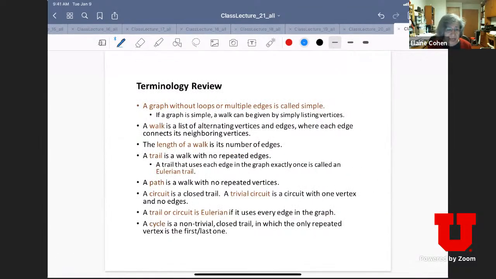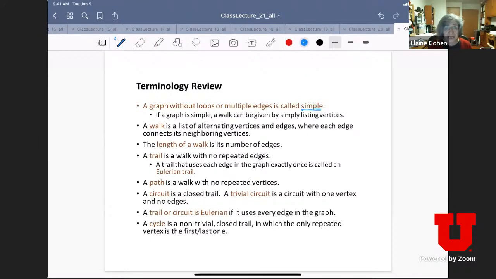Let's remind ourselves we had tons of terminology earlier in the week. And so we know what a graph is, and a graph without loops or multiple edges is called simple. We're going to have lots of stuff to do with simple graphs today. No multiple edges and no loops, okay? And if a graph is simple, we give a walk just by listing vertices. So we don't need to worry about writing the edge down because there's only one edge between two vertices and there's never a loop at a vertex.